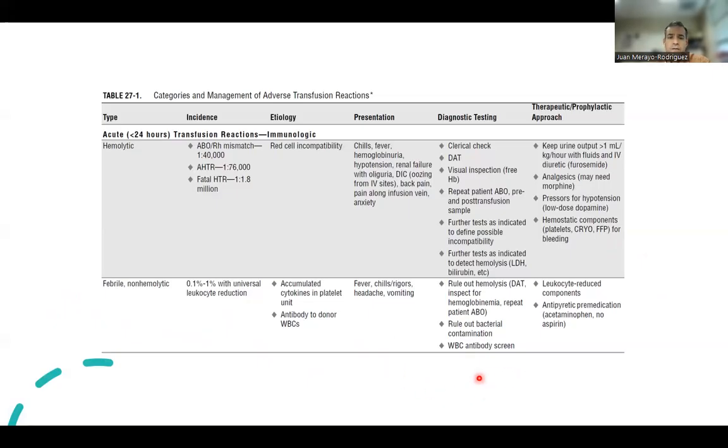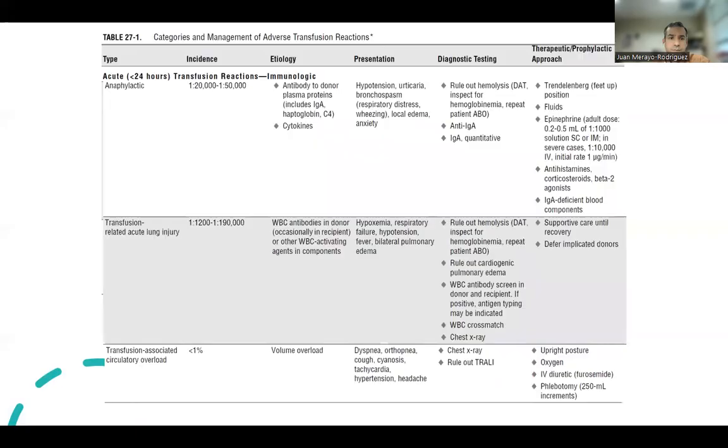To rule out hemolysis, we do DAT, inspect for hemoglobinemia, repeat the patient ABO, rule out bacterial contamination as well, since that could be one of the causes of the symptoms, and look at the white blood cell antibody screen as needed. To prevent it, leukocyte-reduced components are helpful. Also using antipyretic premedication, like acetaminophen. Aspirin is not recommended since it blocks platelet function.